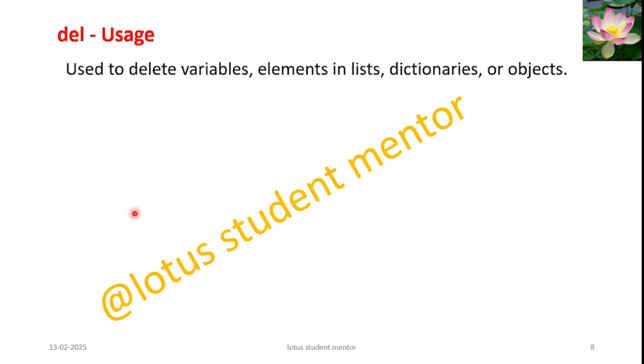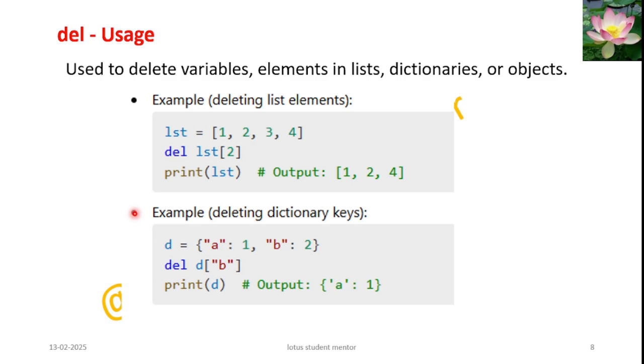Now how to use del? As I mentioned, it is used to delete variables, elements in lists, dictionaries or objects. Here is an example, deleting list elements. That is lst equals, the list is shown by square brackets, 1 2 3 4. If you want to delete the element at index 2, then del lst[2]. It will be deleted, and the remaining will be printed. That is 1 3 4. Then print lst, output becomes 1 3 4.